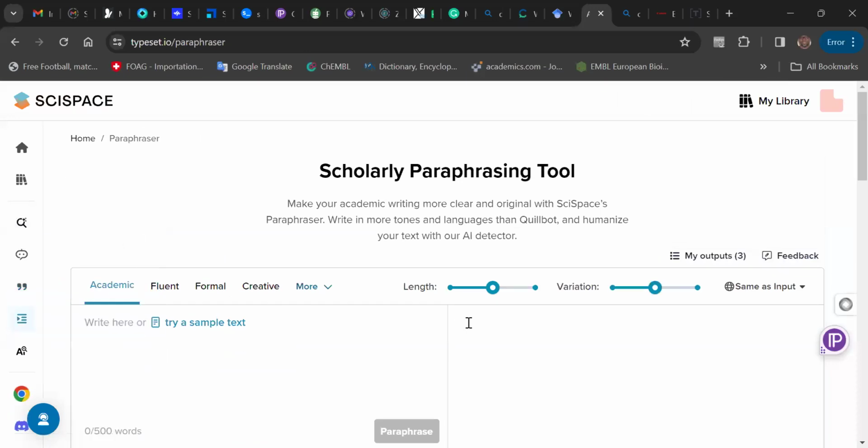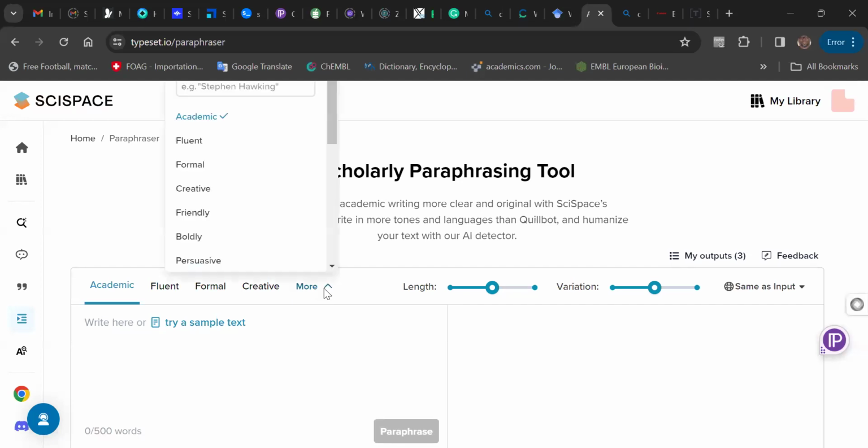And it does paraphrasing for you, just like you have in Quillbot. Quillbot too has a paid version. We are all using the free version. The free version can only allow you to do paraphrasing in standard and fluent. But for Scispace, you can do paraphrasing in several modes: academic, fluent, formal, creative, friendly, bold, persuasive. All these are free. Assertive, supportive, empathetic, condescending, enthusiastic, so many. They are all free.